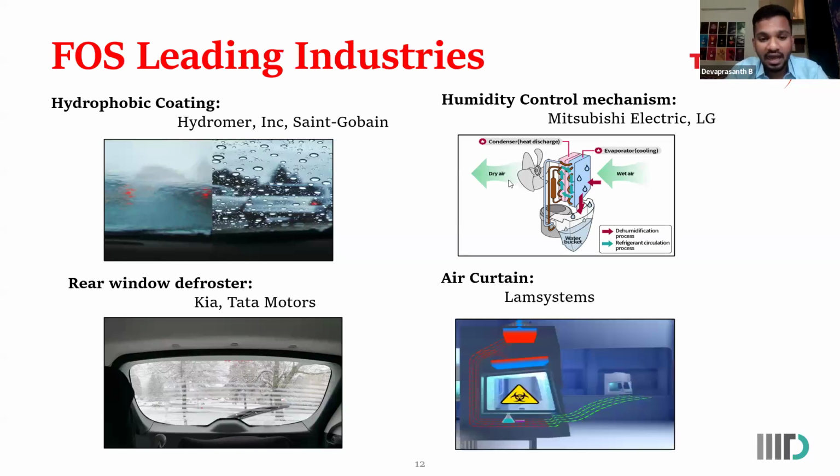And here comes the air curtain. This is a biological company called Lamb Systems, where they use this air curtain to prevent the entry of microbes into the container or a cabinet, where they can prevent or isolate something.